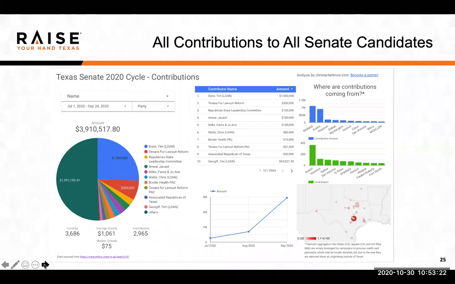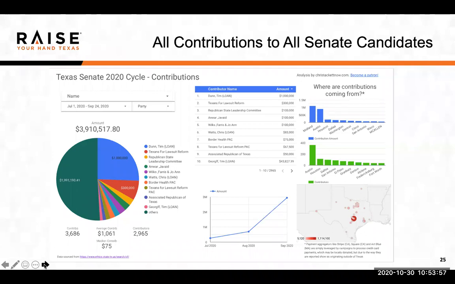So for this election cycle, and senators do not run every 2 years like House reps do, so there are fewer of them running right now. For this cycle, whose time period is July 1 to September 24, and you can play with that time window, make it whatever you want it to be, we can see that the total amount of donations to all persons running for Senate seats was $3.9 million.